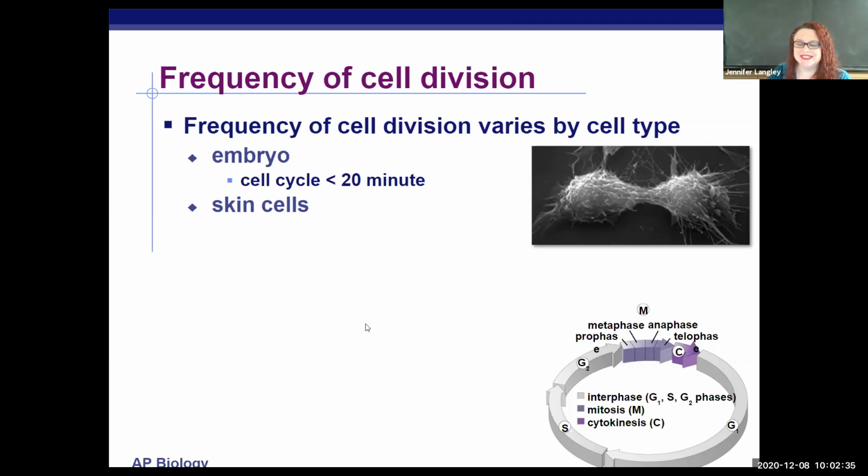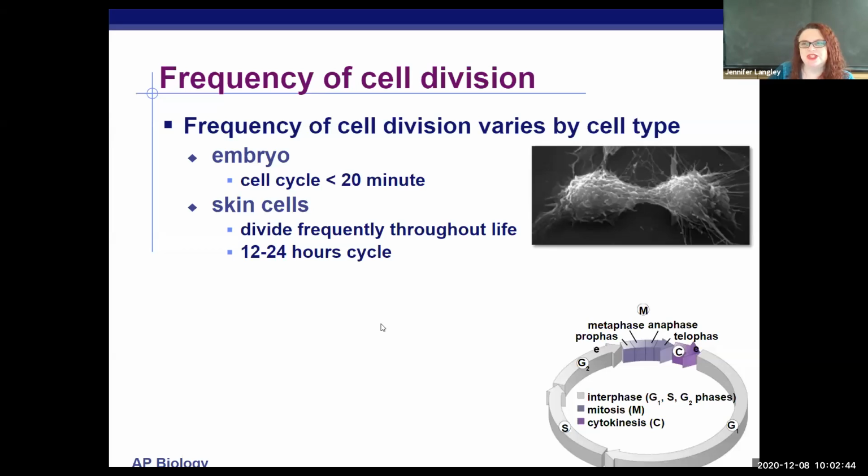Our skin cells are constantly being renewed. They divide frequently throughout our lifetime, and they have a cycle of about 12 to 24 hours. About every day, you are getting new skin cells. Now, that's not all your skin, and your skin has multiple layers to it, but the very top layer is getting rubbed on and it's dry and it comes off. And so it has to be replaced.